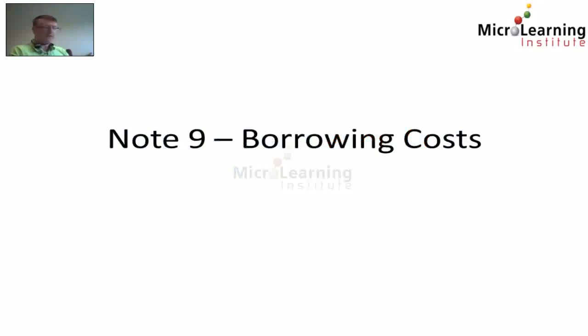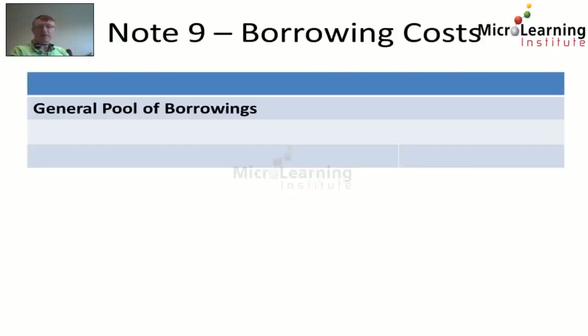Note 9 tells us about borrowing costs. Again, the borrowing costs to fund this construction were taken from a general pool of borrowings. And when our borrowing costs relate to a general pool of borrowings, we need to calculate a weighted average capitalization rate. So when we look at all of the loans that we have on our balance sheet, we need to come up with a weighted average rate.